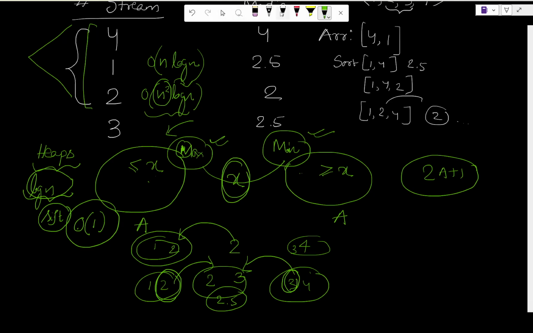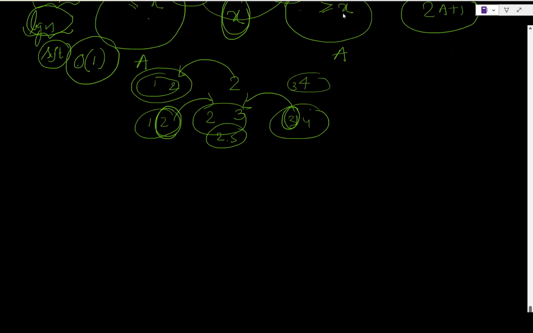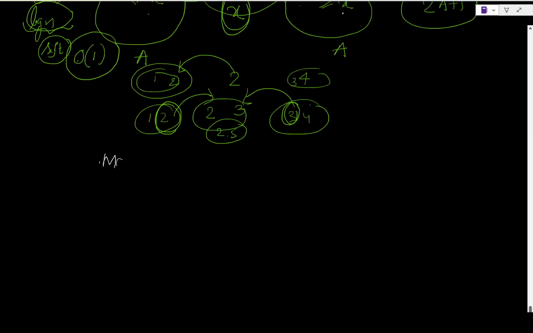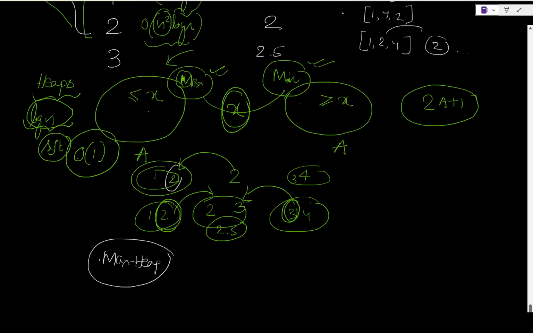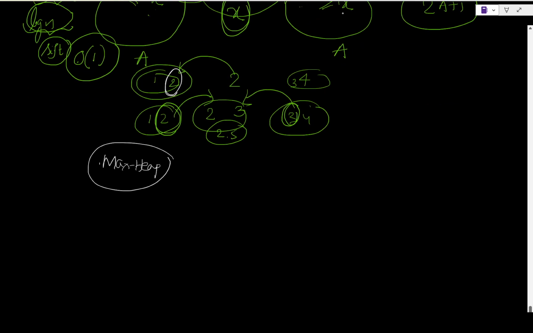Let me switch to another color. So we'll be using max heap and min heap for these problems. So max heap will be on the left-hand side. So this will be my max heap, because remember, on the left-hand side, we have the smaller set of elements and we pick the max from those. So we need a max heap because we need to find the largest element. And on the right, we'll have a min heap.